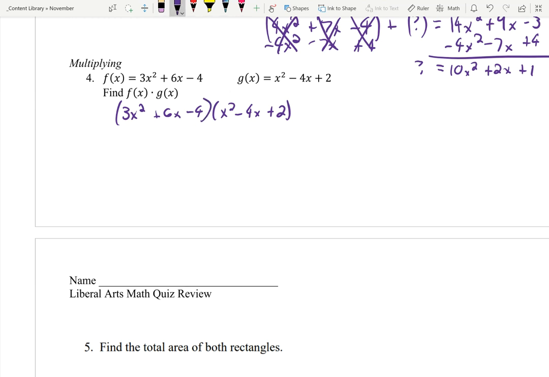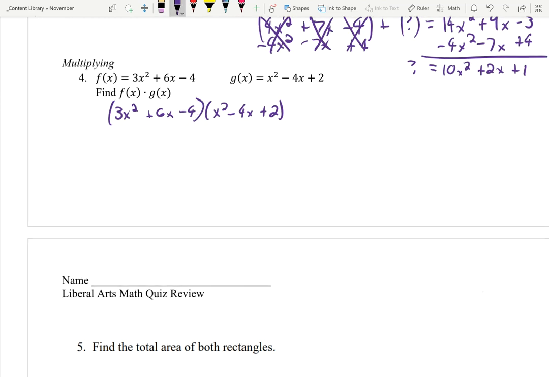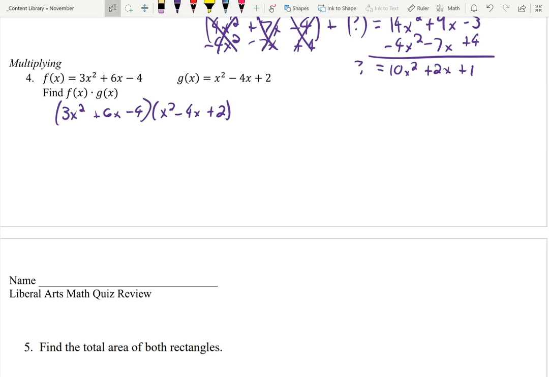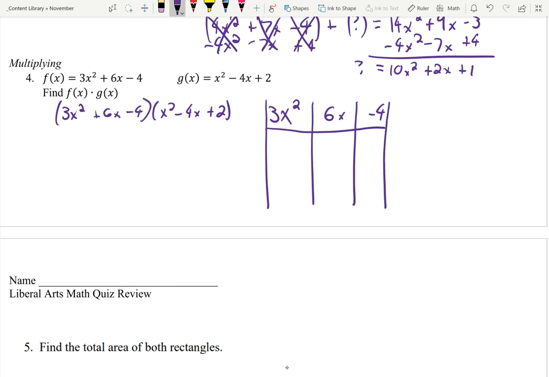But how I'm going to do it, I'm going to make a table. Making a table keeps it organized. It really helps me avoid missing anything, because that's a lot of distributing, a lot of multiplication. So to make a table, I'll have one polynomial on top: the 3x squared, 6x, and the negative 4 will be the top part of my table. And I'll have the x squared, negative 4x, and 2 be the side part of my table.